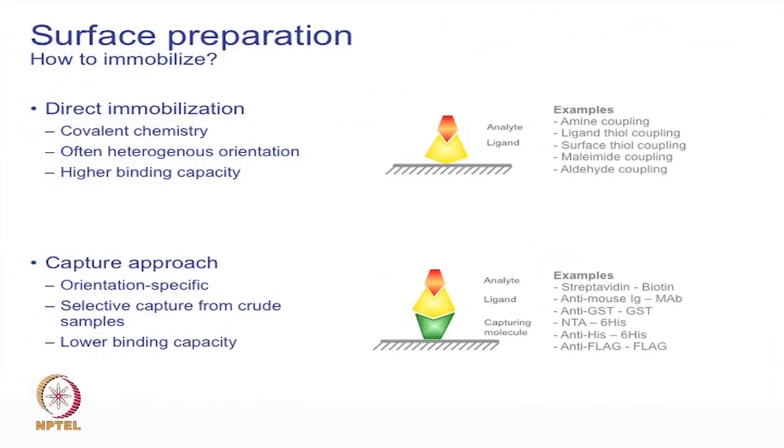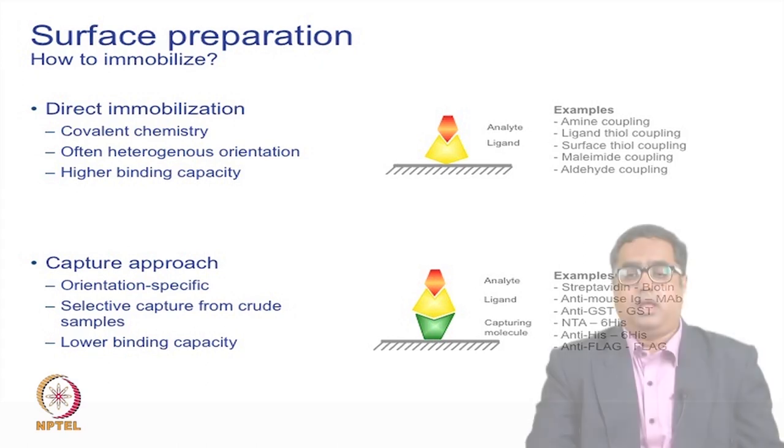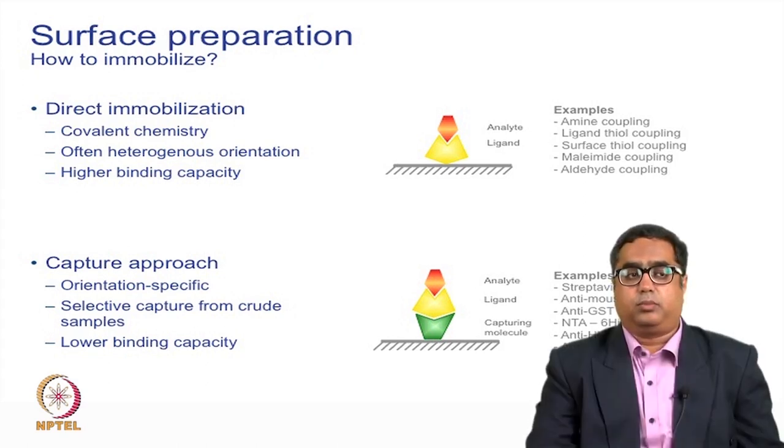Immobilization is done by direct method as we just discussed, and that immobilization can be by covalent chemistry and there will be high binding capacity. And the very examples of a direct immobilization are amine coupling, thiol coupling, aldehyde coupling, maleimide coupling are the methods that are available.